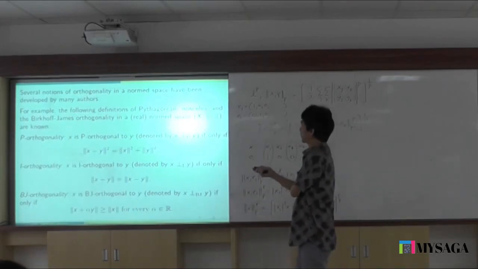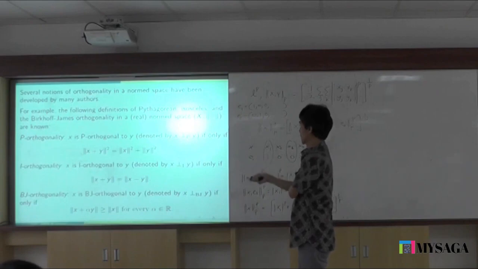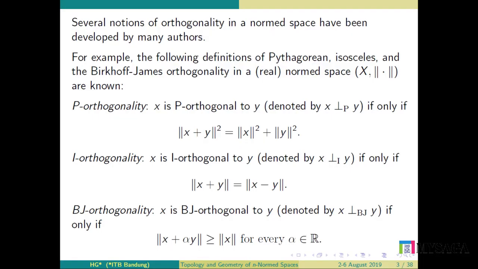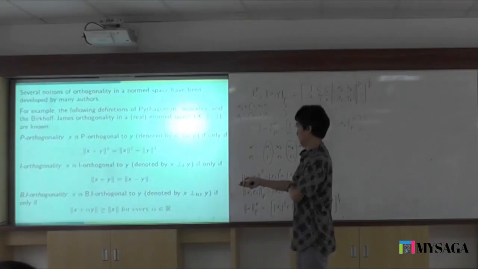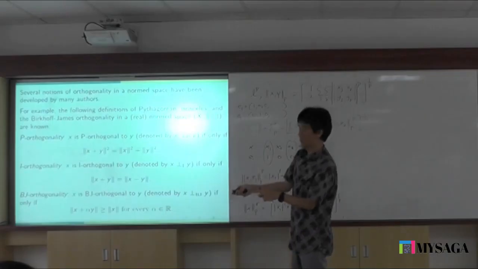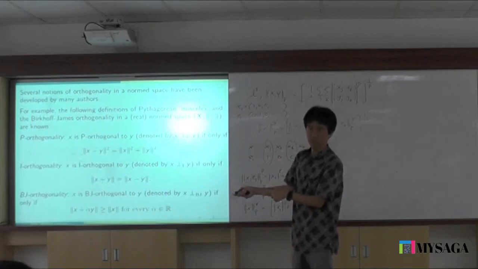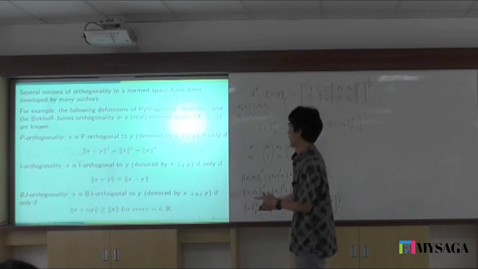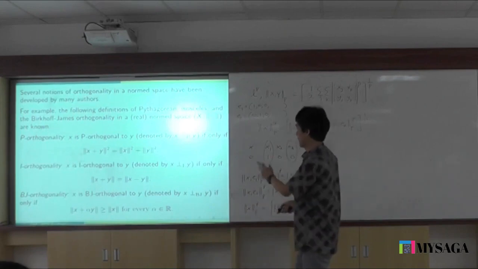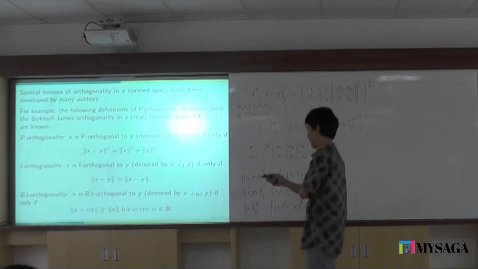Okay, so we know these notions already, so I can skip this slide. But sometimes it's also called after James, right? I think it's James because alpha is complex. Oh, okay. So if alpha is real, then it's beta.